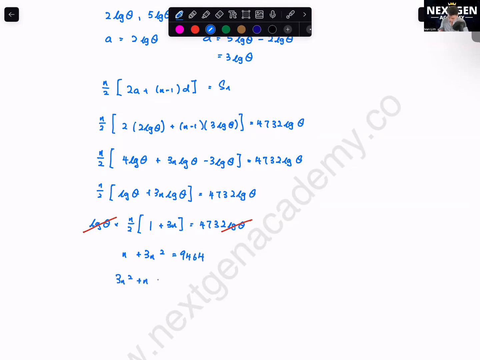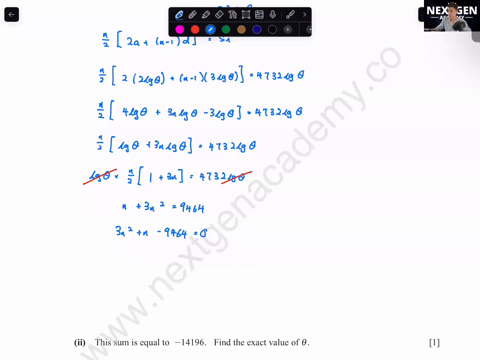Change it to a quadratic. So 3n squared. Okay, hold on a minute. I think one of my symbols is wrong over here. Let me just double check. 3n squared, is it minus 3n? Okay, this is good. So 3n squared plus n minus 9464.